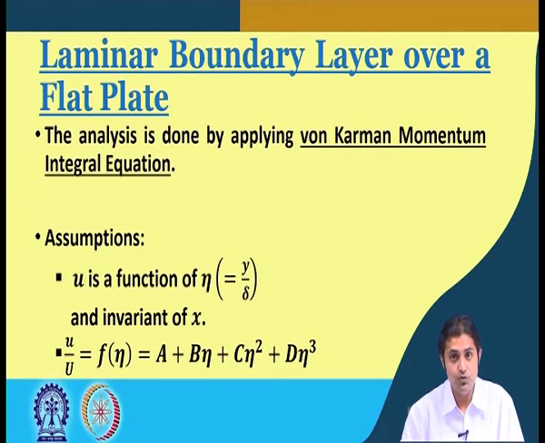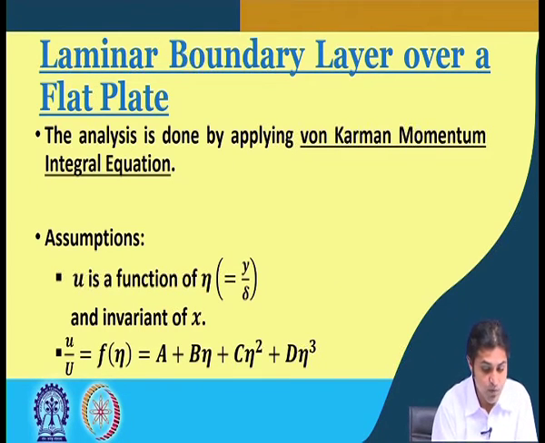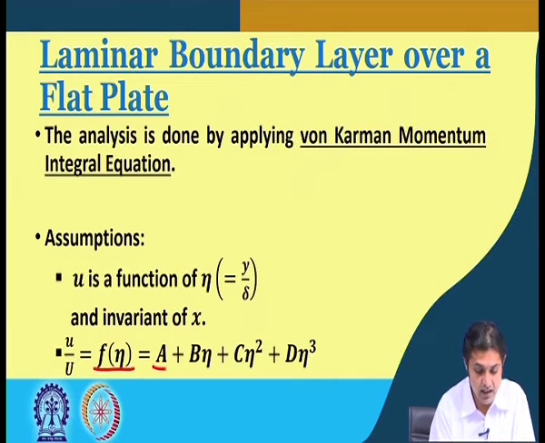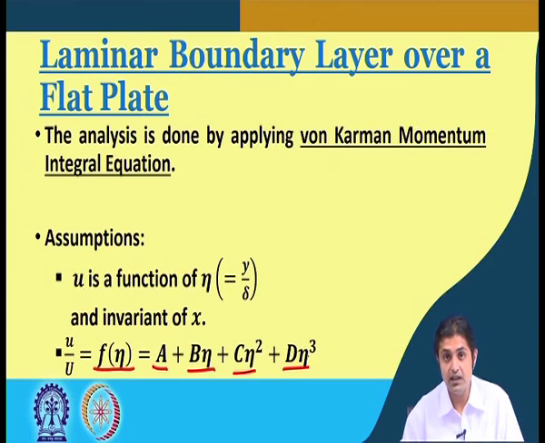So what we do is we assume that u by capital U is a function of eta, and this is written as a plus b eta plus c eta square plus d eta cube. So how do we approach this problem? How many terms are there? 4 terms. How many unknowns? A, B, C, D.